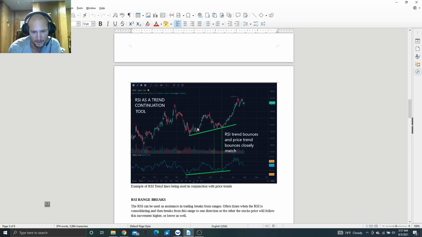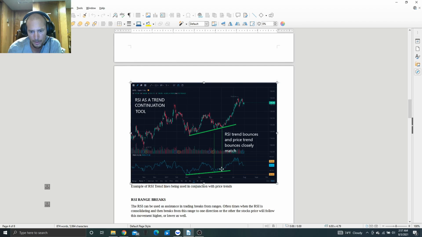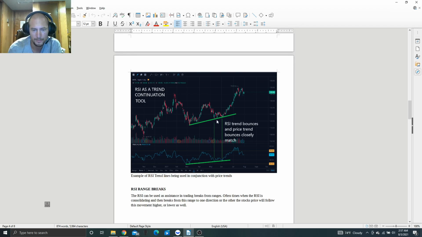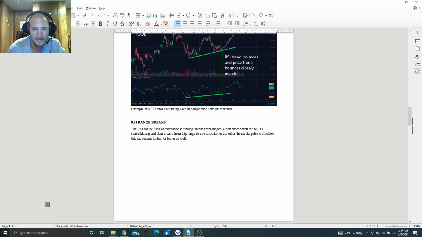So here we can see a pretty standard price trend line and then I've drawn this same trend line almost on the RSI, and you can see that most of these bounces here correlate quite well with your RSI. So you could use that to help you to determine whether a buy would be a good call in your trend continuations.